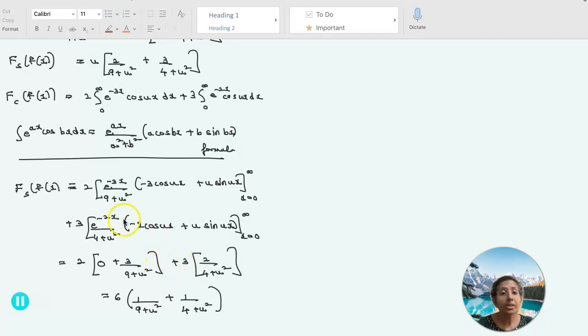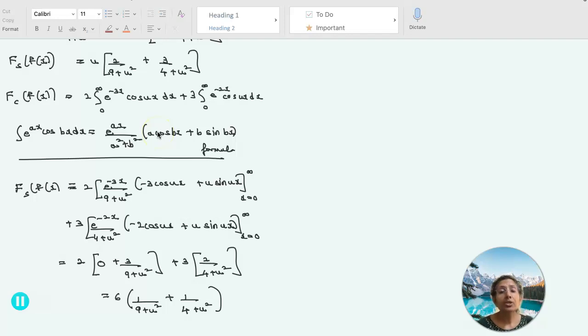Again here you get plus 3. Infinity will give you 0. Then you get minus of minus, so 2 by 4 plus u squared. So that will be 6 into 1 by 9 plus u squared plus, take out 3, can take out 6, 1 by 9 plus u squared plus 1 by 4 plus u squared. So this is basically the Fourier cosine transform.